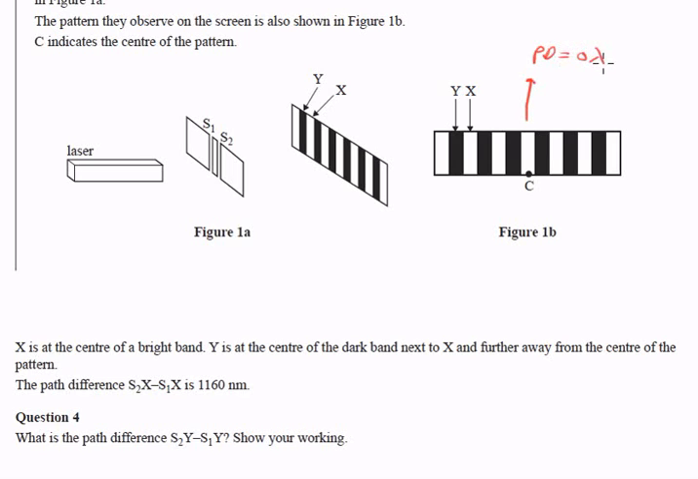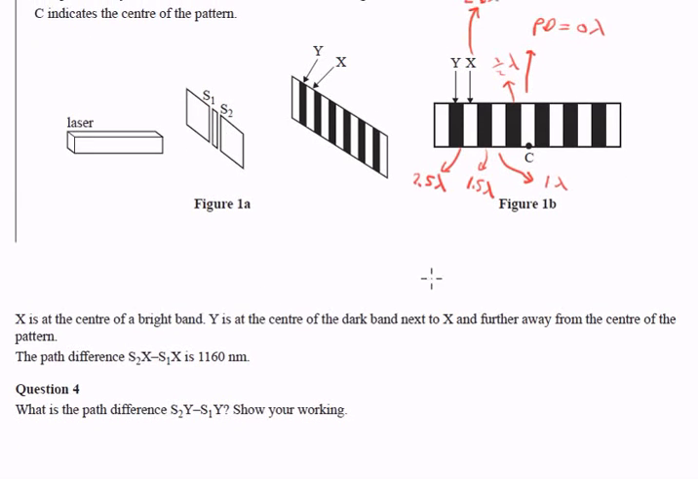is equal to 0 wavelengths. The path difference to the next bright band is 1 wavelength. The path difference to X is 3 wavelengths. The path difference to this one here is half a wavelength. So 0, half. This is 1. The next dark one is 1.5. The next, oh, I've got that wrong, haven't I? The next bright one is 2 wavelengths, and the next dark one must be 2.5 wavelengths.